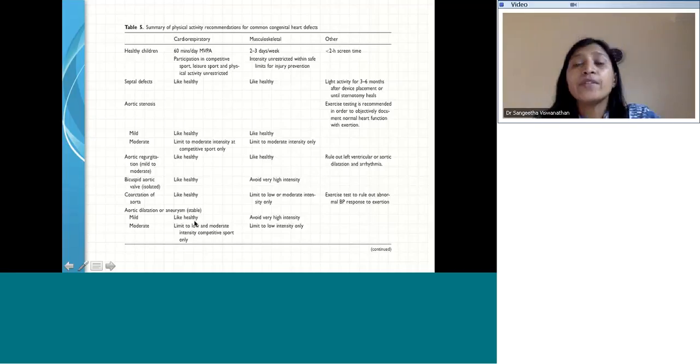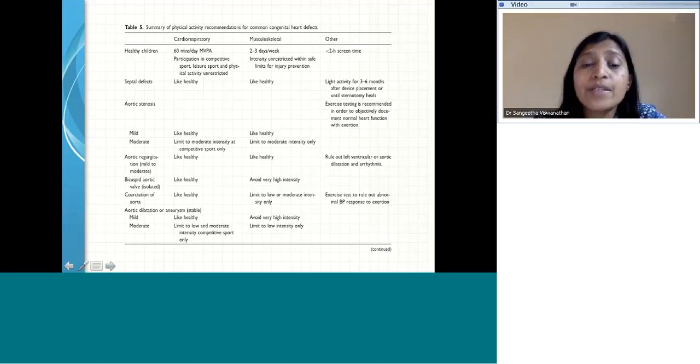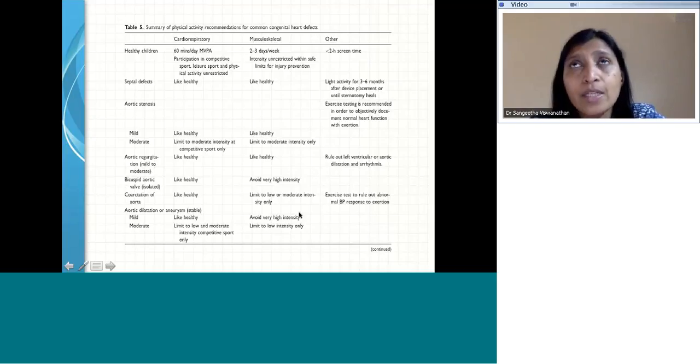Coarctation of aorta, often if it is significant, it is treated. And once they have been treated, they can be treated like healthy individuals. There is some restriction on the musculoskeletal activities to light to moderate intensity. And these patients would benefit from exercise testing to rule out an abnormal blood pressure response. And if they have an abnormal blood pressure response on exertion, which is defined as 3 times the normal response, then they would benefit from medical therapy.